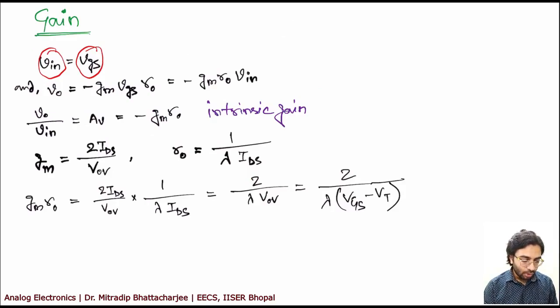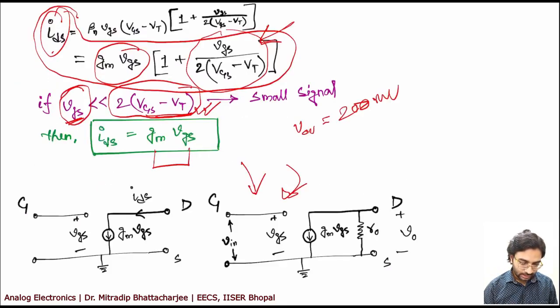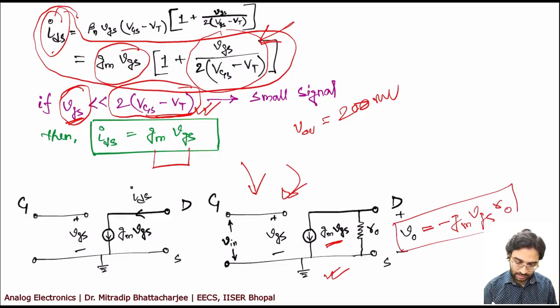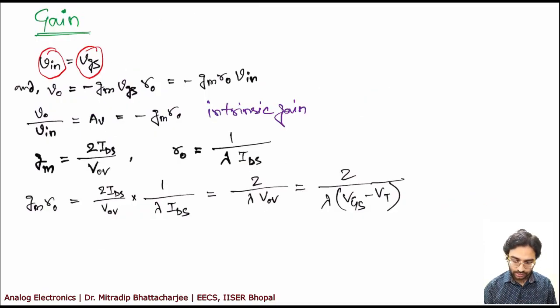Now your output, if you look at this circuit, what is your output voltage? This is GM VGS current. So your output voltage will be I into R, and your I is GM VGS. The minus sign is because of direction, into R0, right? This is your output voltage. So this is what I have written: V0 equals minus GM VGS into R0.